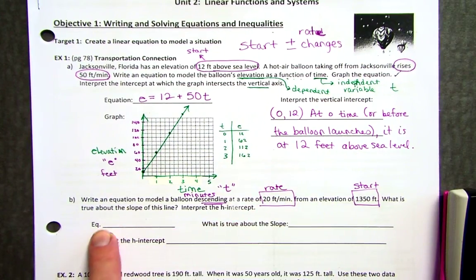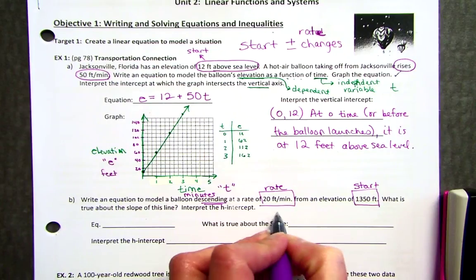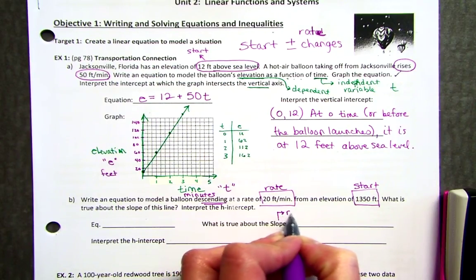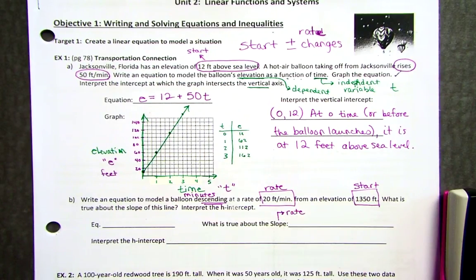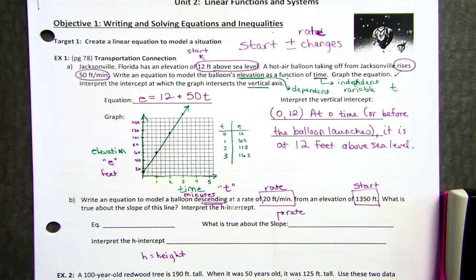It asks you to write an equation, identify the slope of the line. Hint, hint, slope and rate are the same idea. And then interpret the h-intercept. H would be height. So again, this is our vertical axis. Please try this question on your own.